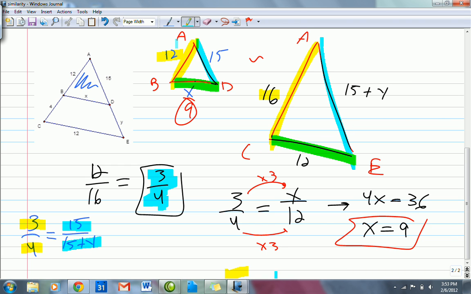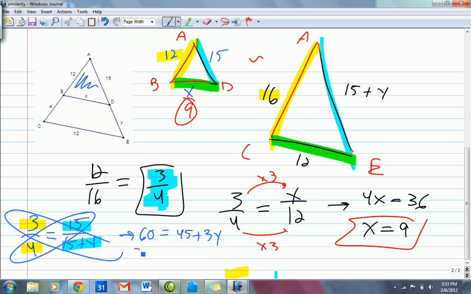Now I want to solve for y and figure out what that is. So I'm going to use the means extremes property. 15 times 4 is 60. I have to distribute the 3 there to get 45 plus 3y. Then I subtract 45 to get 15, and divide by 3, and that gives me my y value of 5. So if y is 5 over here, that makes this whole piece 20.